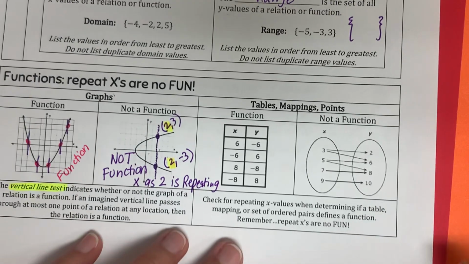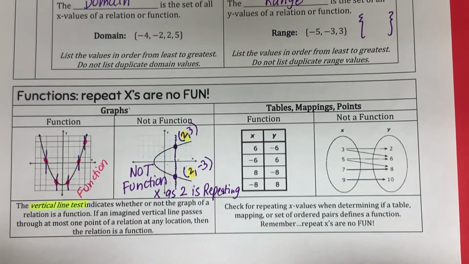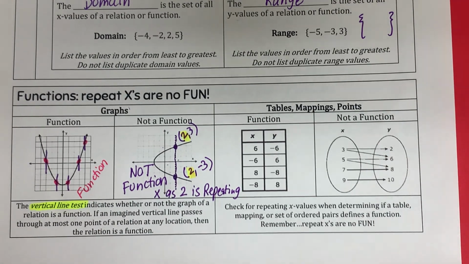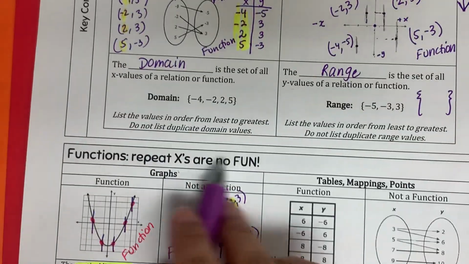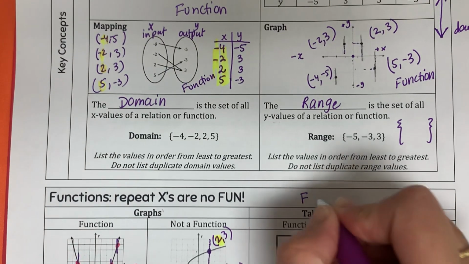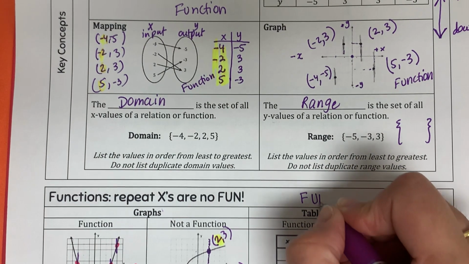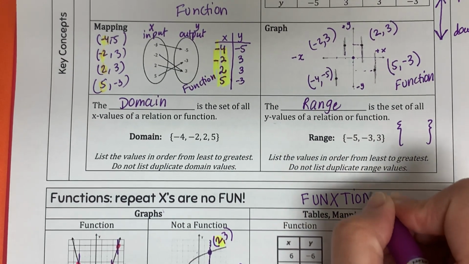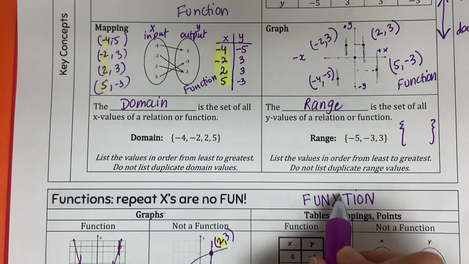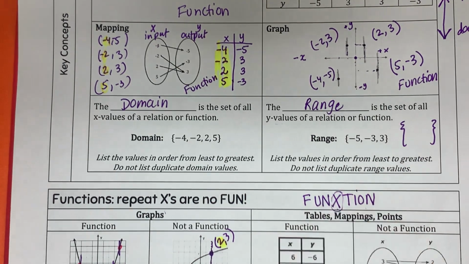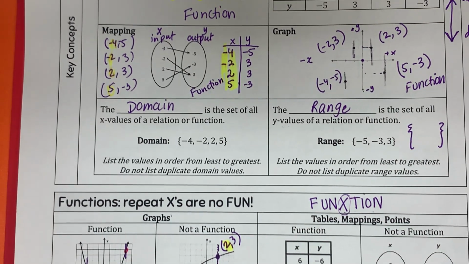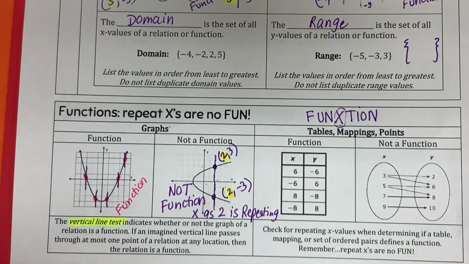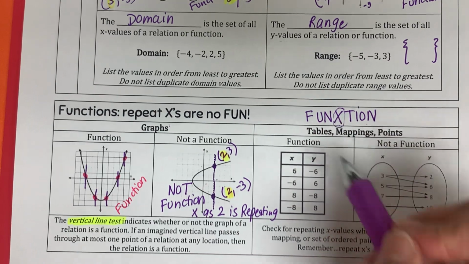Tables, ordered pairs, points are super easy, because all you have to do is look for the x values. X should not repeat. And the other way to remember that: we are looking for the x. So I write function like this. Instead of that C, just put an X. It just sounds like a C, so it is function. X should not repeat. That helps you remember that, oh, I'm looking at the x, not the y.